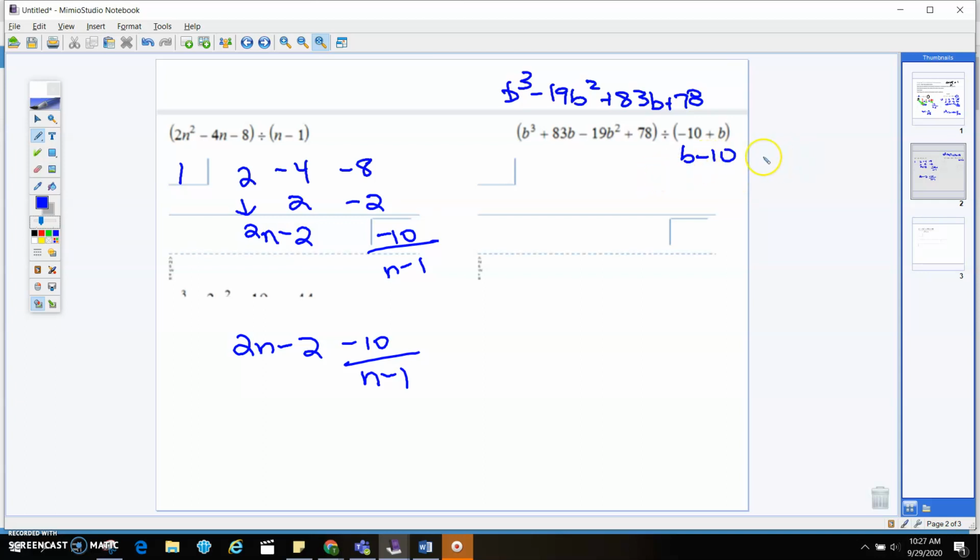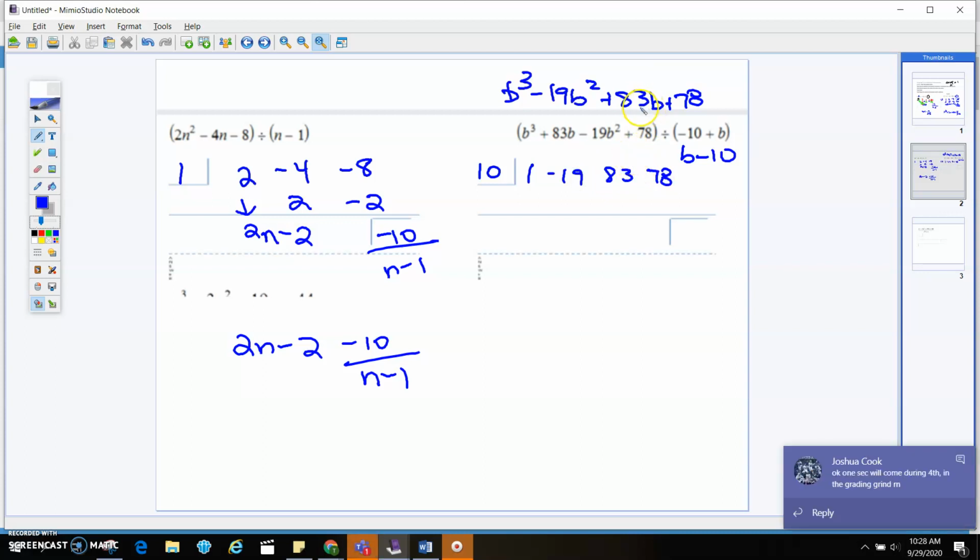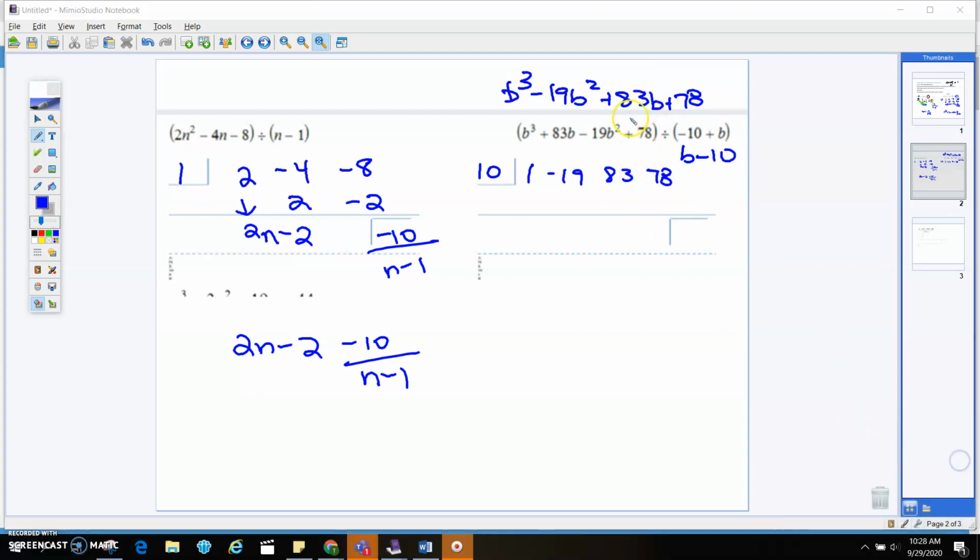So now we're going to switch the sign, and that's going to be positive 10. And then we're going to write out the coefficients. So we've got 1, negative 19, 83, 78. If there was a term missing, then we would have to put a 0 there. For instance, if there was no 83b, I would put 0 right there.